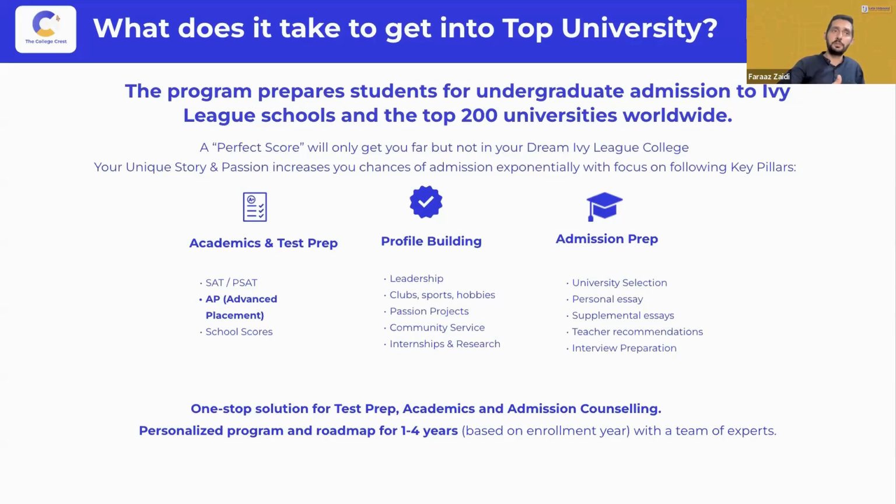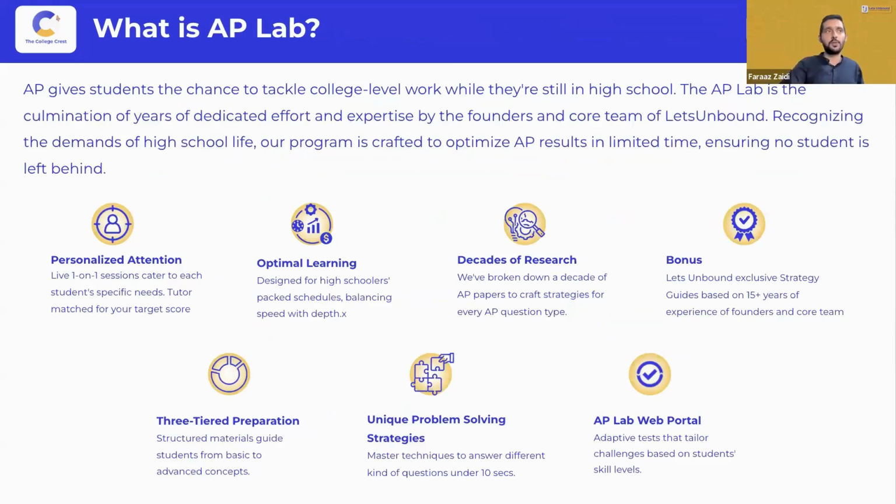So we do give you complete support when it comes to leadership, your clubs, sports and hobbies, passion projects, community service, internships and research, and obviously during your examination years when you'll be looking at your SAT and SAP and your APs themselves.